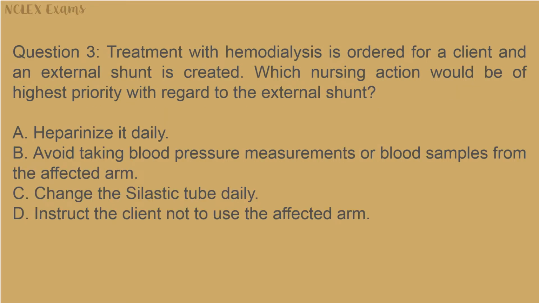Question 3. Treatment with hemodialysis is ordered for a client and an external shunt is created. Which nursing action would be of highest priority with regard to the external shunt? A. Heparinize it daily. B. Avoid taking blood pressure measurements or blood samples from the affected arm. C. Change the elastic tube daily. D. Instruct the client not to use the affected arm.